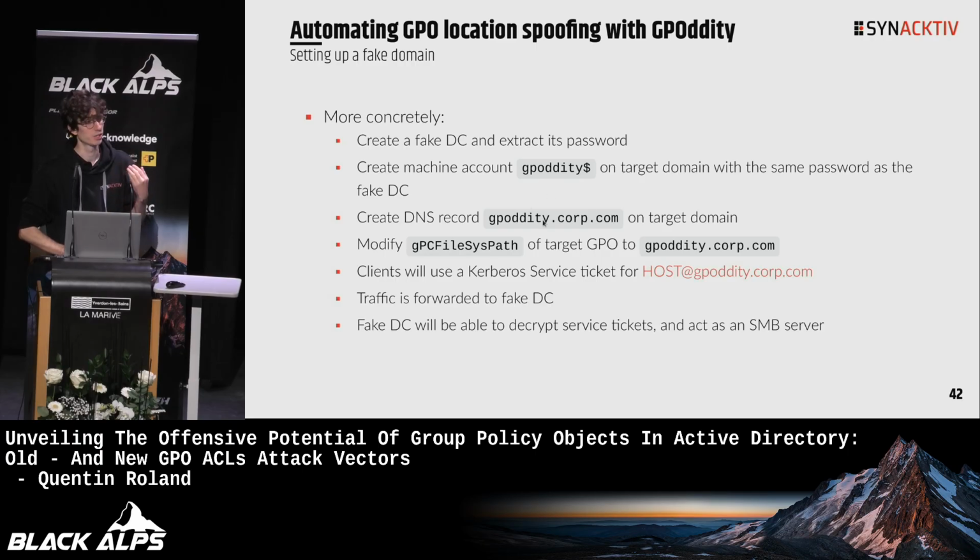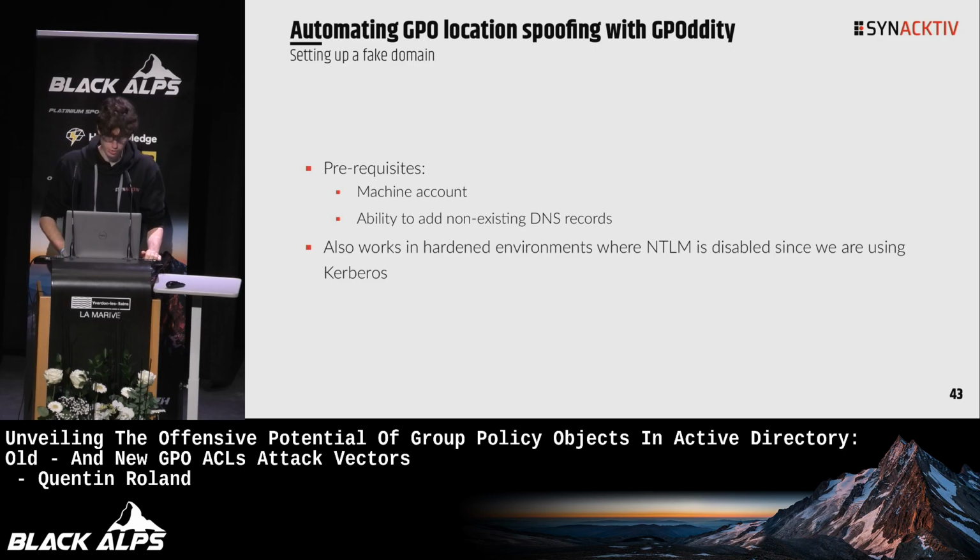So it will actually just authenticate clients and talk with the clients of the target domains as if it was a server on the domain, but it is actually just a VM on a local network of our host, for instance. So this is quite a neat trick. The prerequisites, again, are quite low. You need simply a machine account and the ability to add non-existing DNS records, standard for any authenticated domain user. And this is also handy because it works in hardened environments if you do not have NTLM authentication, because we are using Kerberos.